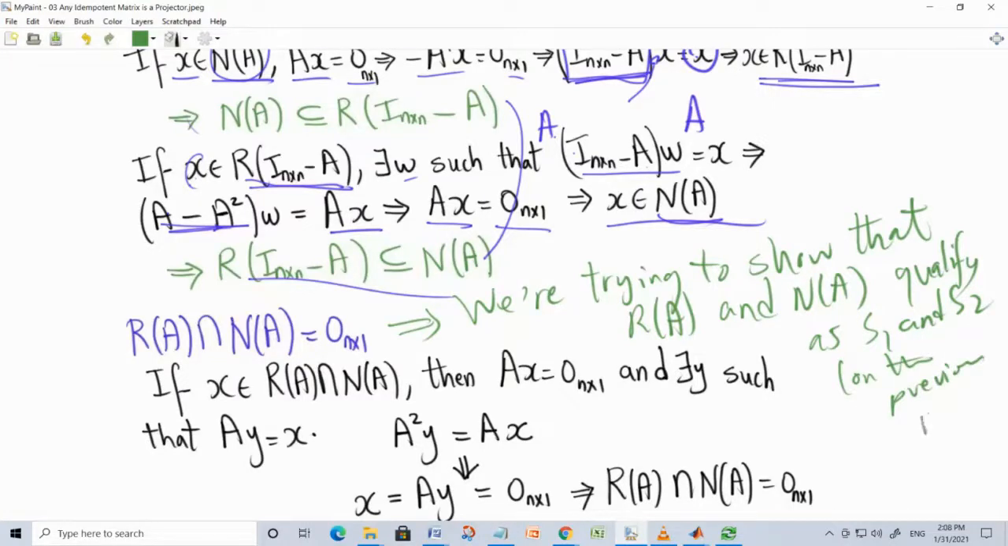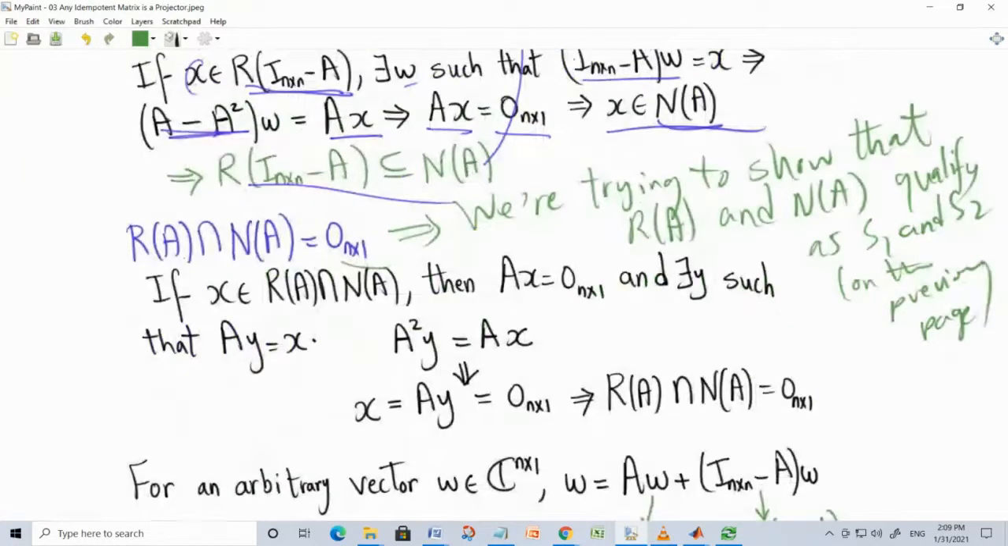Remember S1 and S2: their intersection is just the all 0 vector, and also any vector in the space can be written as a sum of two vectors, one in S1 and one in S2. So we want to show that S1 and S2 can be played by R of A and the null space of A. How can we show that the intersection is the all 0 vector?